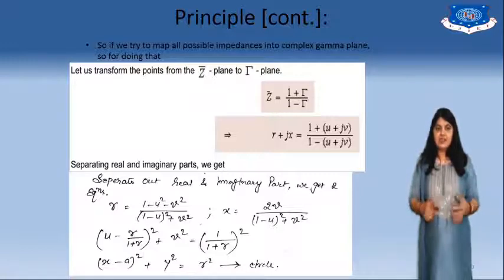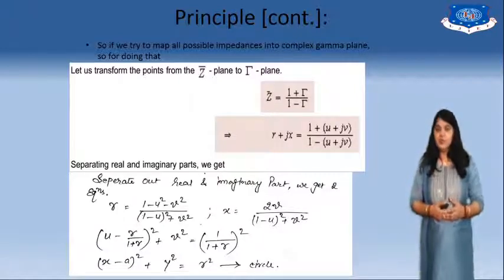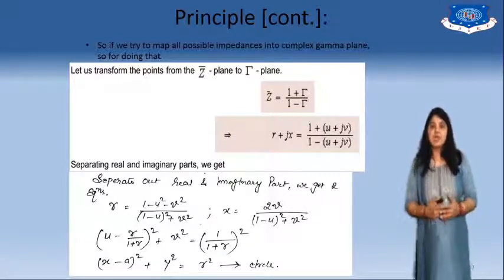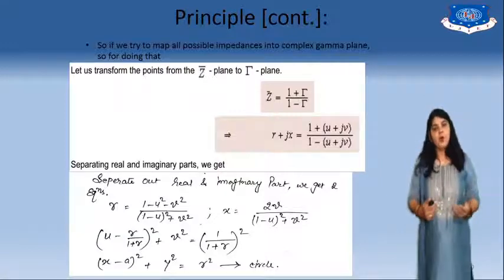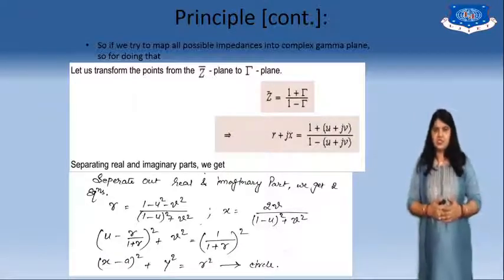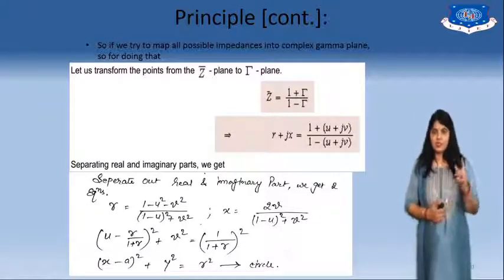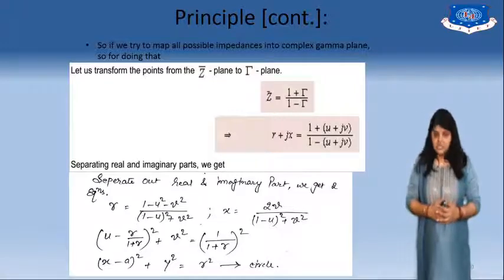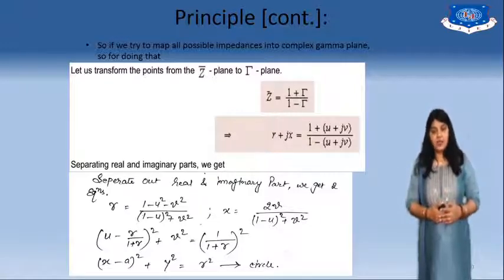So let us transform the points from the Z plane to the reflection coefficient plane. We know that Z bar is equal to 1 plus rho upon 1 minus rho. What is Z bar? It is R plus jX. You can change this variable name, there is no problem, as long as it is known what you are taking. So, 1 plus u plus jv upon 1 minus u minus jv.